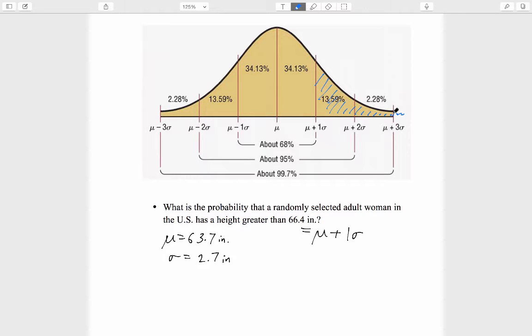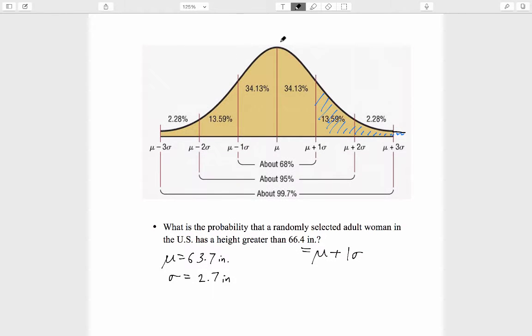Now notice that this region actually extends a little bit beyond what appears in the diagram. If this curve had been continued beyond the 3 standard deviation mark, there would be some territory in here, and that is included in this event. There are people whose height is more than 3 standard deviations above the mean. So we do have to be a little bit careful here when we describe an event like this, that's defined by all outcomes greater than a certain outcome, all heights greater than a certain height.